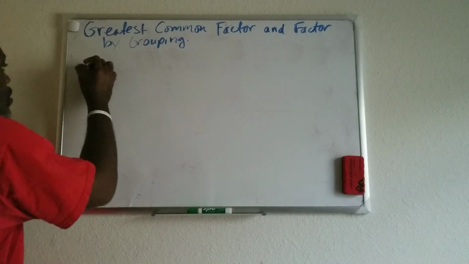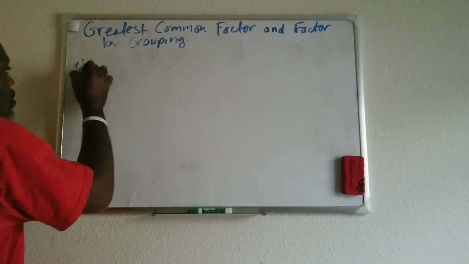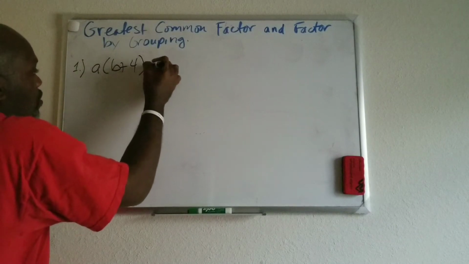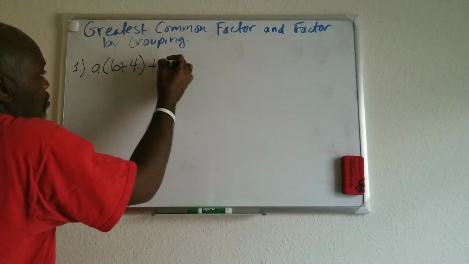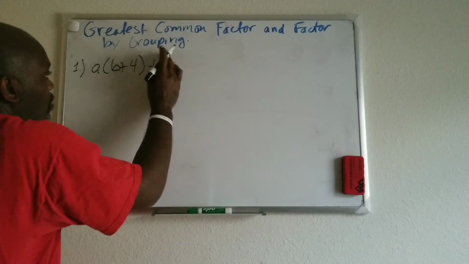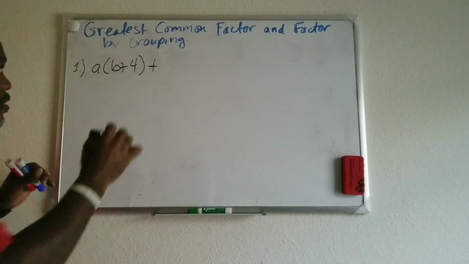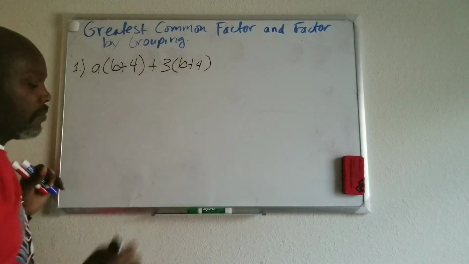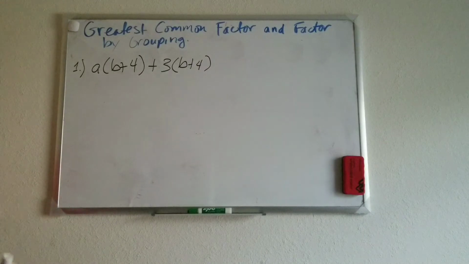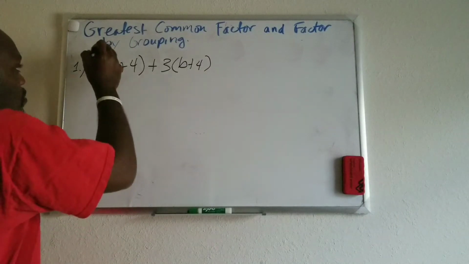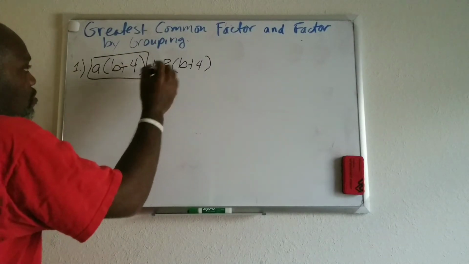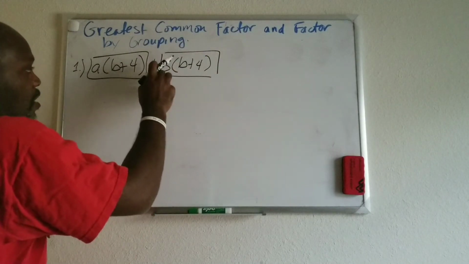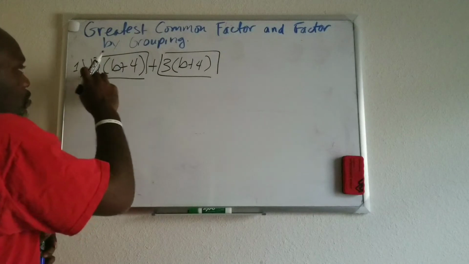So let's say that we have a times b plus 4 plus 3 times b plus 4. Okay, now what you'll see is that this here is a binomial. This is a binomial times a number. This is a binomial times a number.